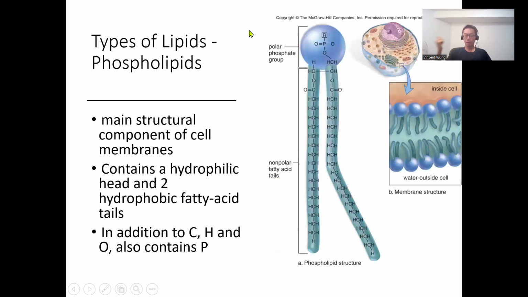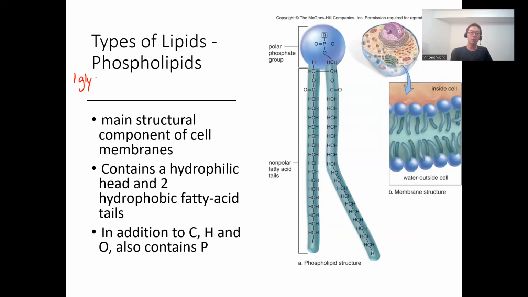That's it for triglyceride. That's it for fat. Now we're going to move on to the second type of lipids. We have 4 types, right? 1 down, 3 to go. The next one is called phospholipids. So how do we build a phospholipid? What components do we need?